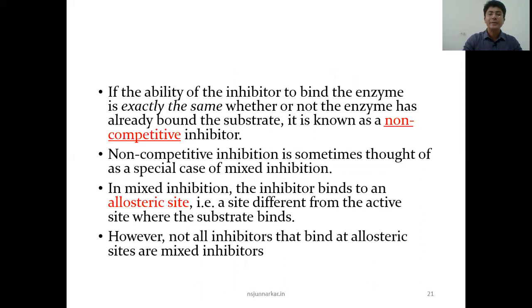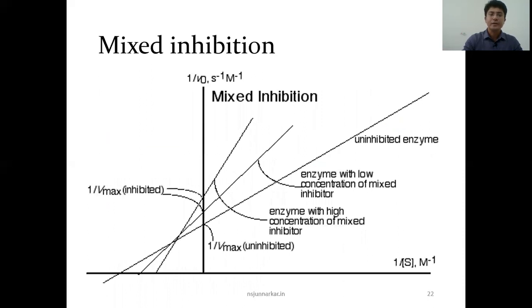However, not all the inhibitors that bind at allosteric sites are mixed inhibitors. So here you can see from the graph, the Vmax is changed and the Km is changed as well as the slope is changed. So when all the three aspects are changed, it indicates that it is a mixed inhibition pattern. So from the graph also, we can predict what kind of inhibition pattern it is.